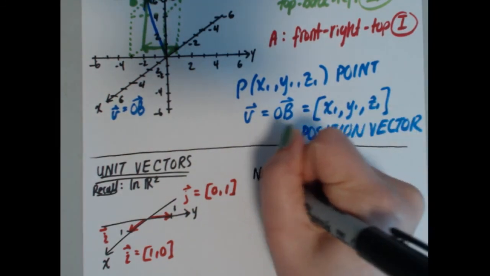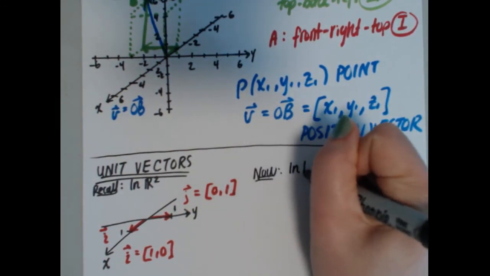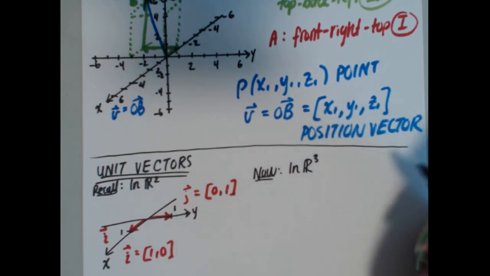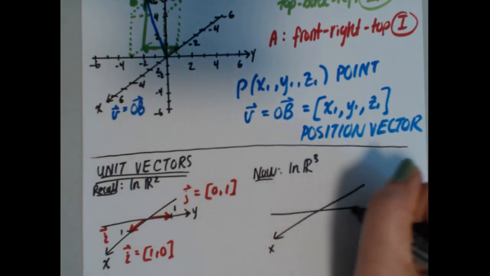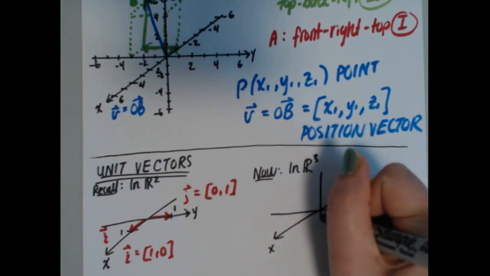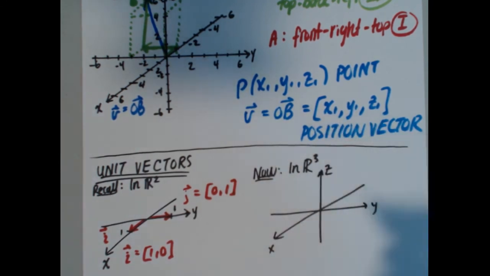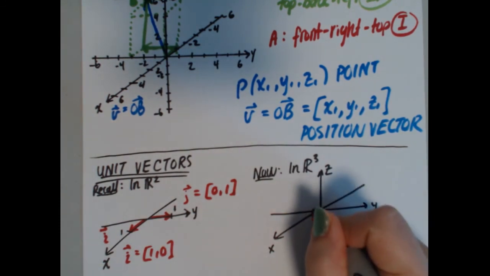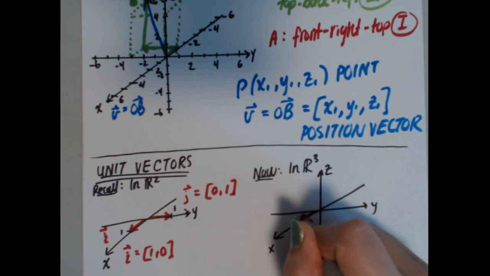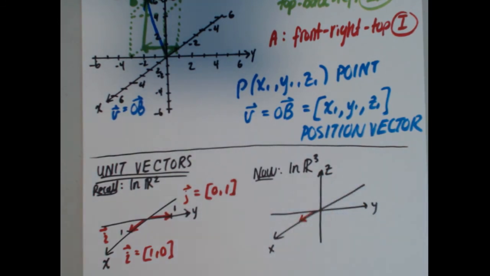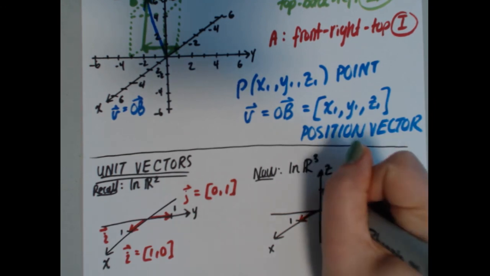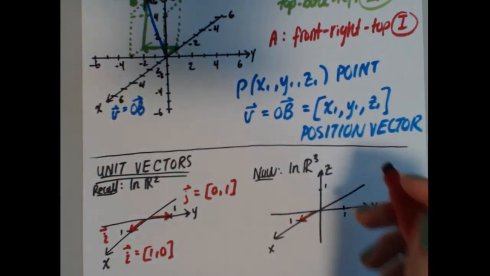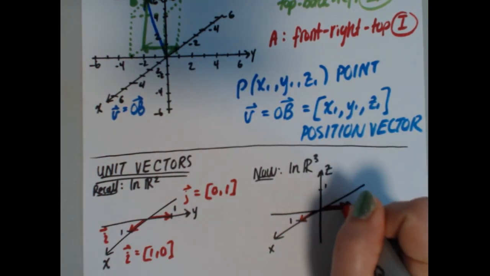Well, let's take a look. Now, in R3, we have something that looks like this. Here's x, here's y, and now we have this extra dimension, z. So we still have the same idea. Vector i is a vector that has length 1 in the direction of x. And we can also have vectors of length 1 in the directions of y and also z now.